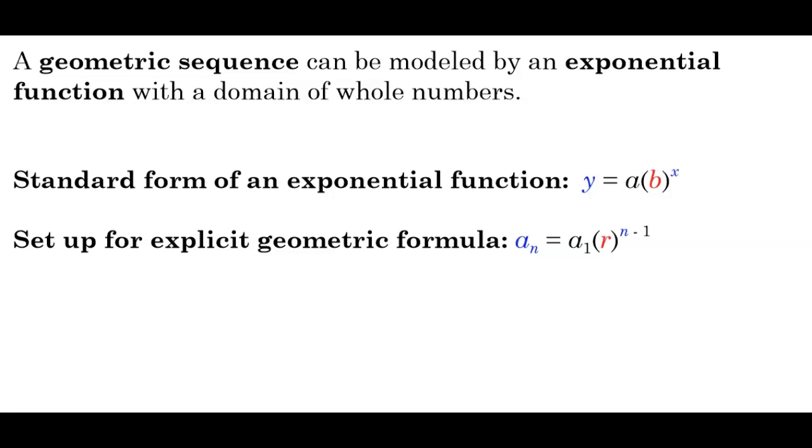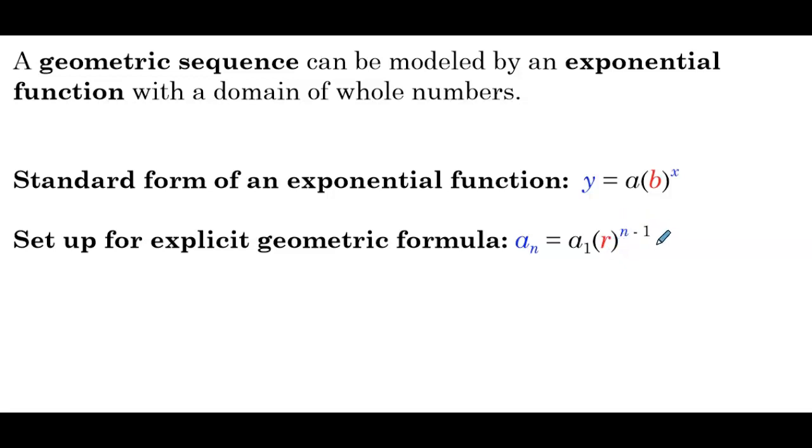Also from the last slide, the standard form of an exponential function is y equals a times b to the x. Remember, b is the base of the exponential function, a is the y-intercept, or the initial value. If we plug x equals 0 in, our y value would be a. Now if we rewrite this using our sequence subscript notation, we would create the explicit geometric formula. So we have a sub n instead of y equals a sub 1, the first term of the sequence, times r, the common ratio, which is now the base, to the n minus 1.